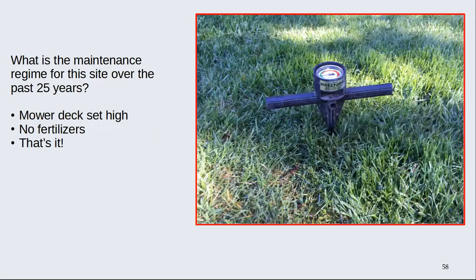Okay, so to get back to this picture, this site that's got the soil compaction meter pushed right down to its handle, so it's at least 30 inches into the ground, almost a meter in the ground. The maintenance regime for this is just a high mower deck, no fertilizers, and that's it. So to anyone that thinks they have to do an awful lot to maintain a lawn, it's not true.